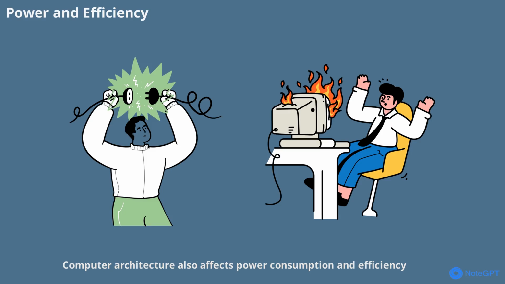Computer architecture also affects power consumption and efficiency. Well-designed systems use less energy, generate less heat, and extend battery life. This is especially important for laptops and mobile devices where every watt counts.